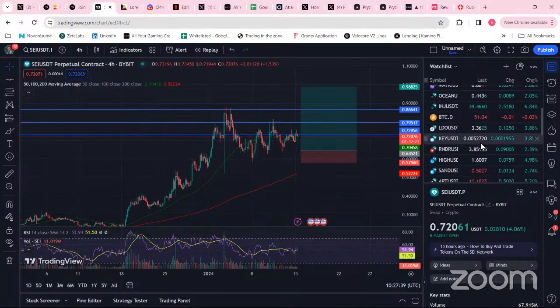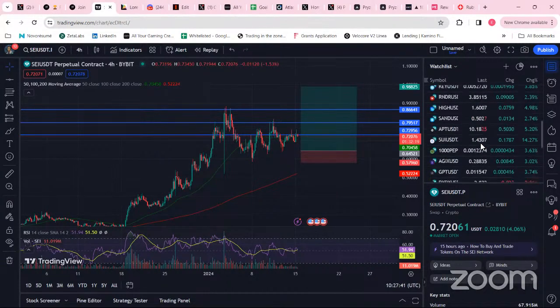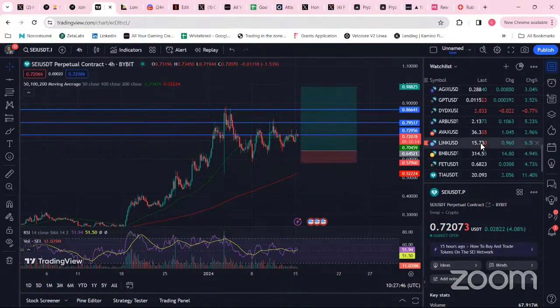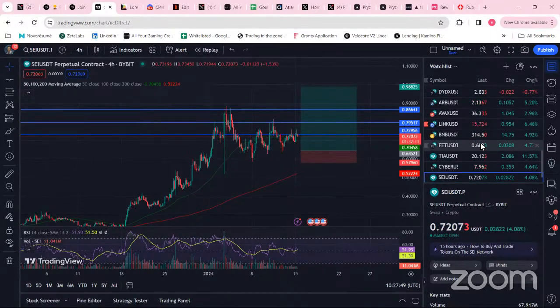We saw AVAX do really well, and Aptos, even Sui. So we've just been seeing a lot of layer ones do really well, and then Sei. Sei is something I'm really bullish on because they are building a lot of cool stuff.